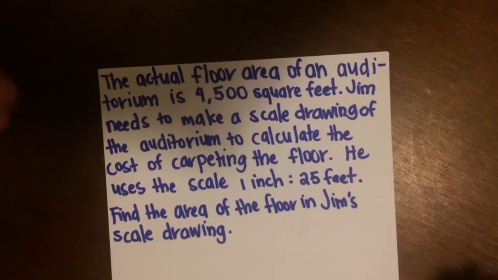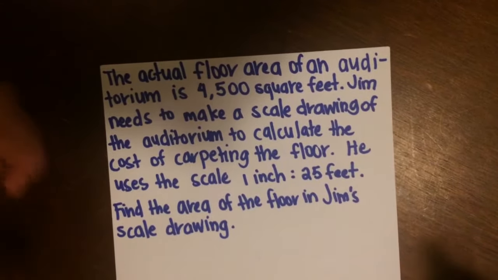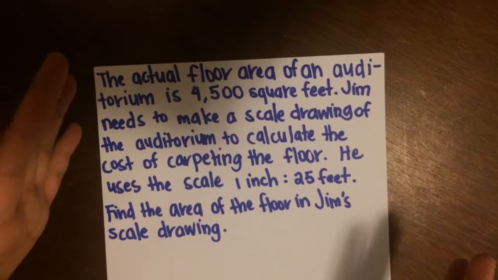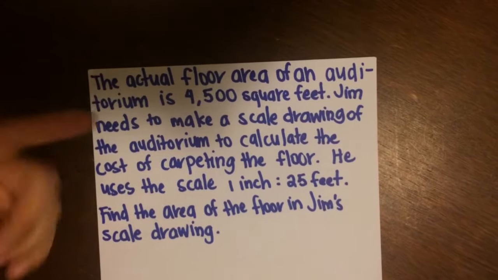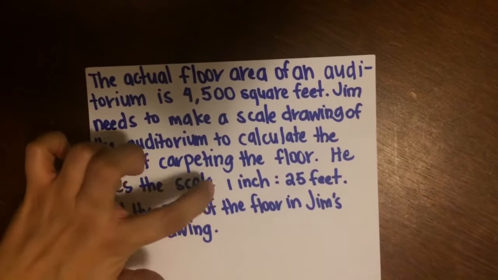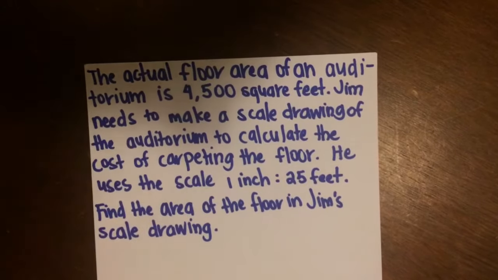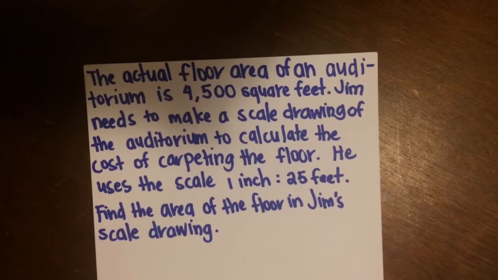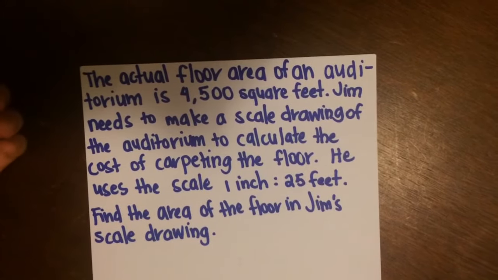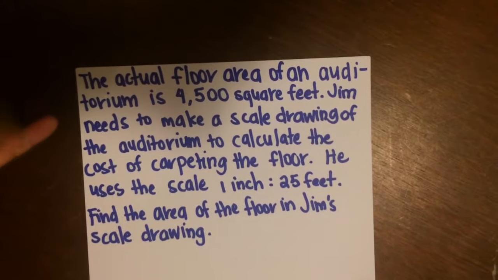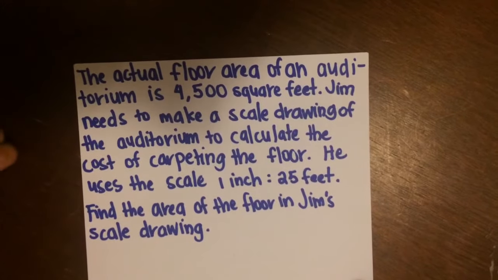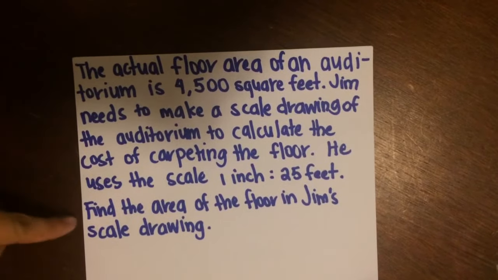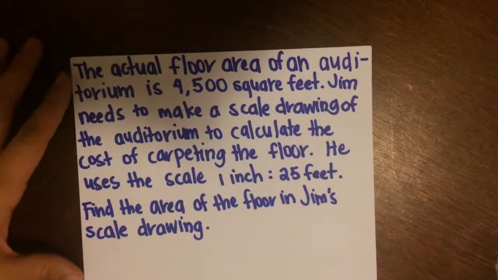All right, the last thing we're going to be doing today is calculating an area in a scale drawing from an actual area and a scale. So the problem that they give us is that the actual floor area of an auditorium is 4,500 square feet. Jim needs to make a scale drawing of the auditorium to calculate the cost of carpeting the floor. He uses scale 1 inch is to 25 feet. Find the area of the floor in Jim's scale drawing.